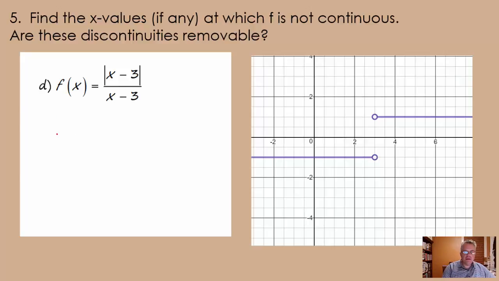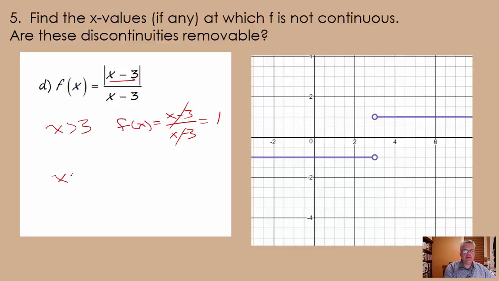So to understand this a little bit, when x is greater than 3, the absolute value would be the same as x minus 3. When x is greater than 3, this is positive, and its absolute value is the same thing. So if x is greater than 3, f of x is just x minus 3 over x minus 3. Those cancel, equaling 1, as you see.